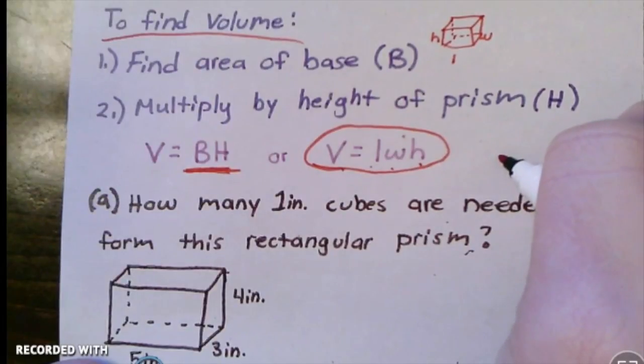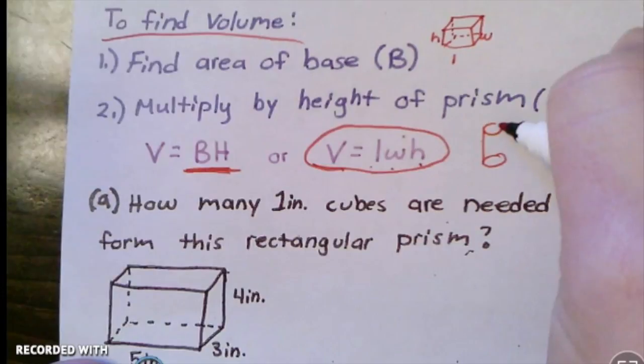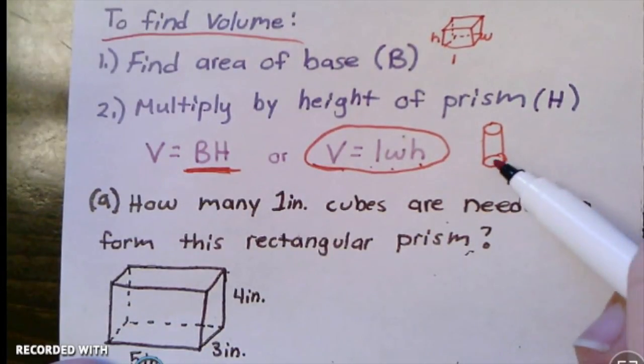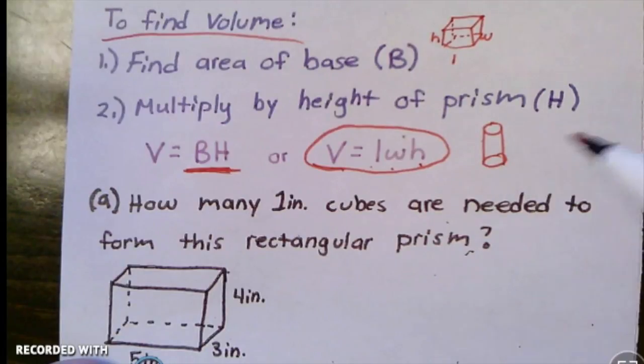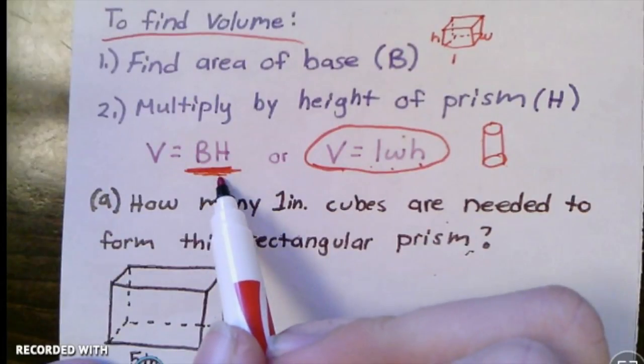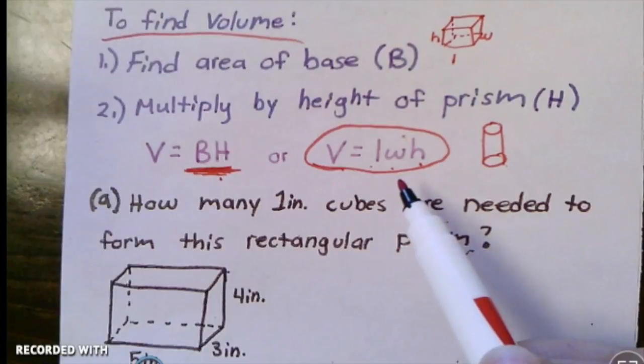If I had a cylinder, which is like a circular prism, okay, I would find the area of the base, which is pi r squared, and then I would multiply that times the height of the prism. A triangular prism, I would do the same thing. So this formula is awesome because it works for any kind of prism, but this is the only one you're expected to know for right now.